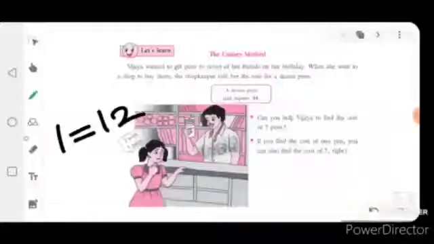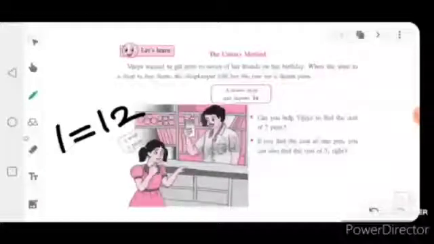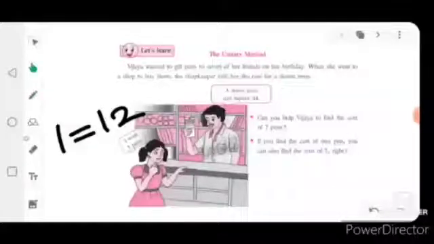The rate is for 12 pens, not a single pen. So first of all we will have to find the cost of one pen, and then we will have to find the cost of 7 pens. Can you help Vijaya find the cost of 7 pens? Yes, why not? If you find the cost of one pen, then you can also find the cost of 7, right? Okay, so next example.